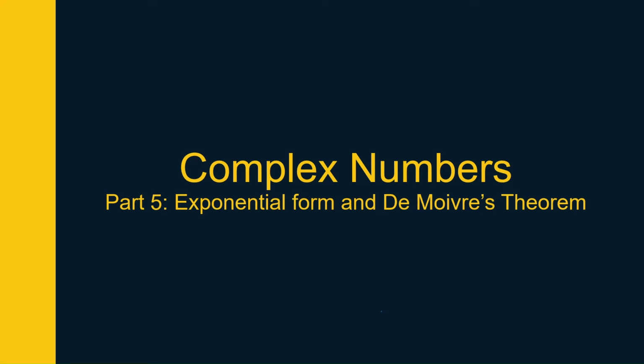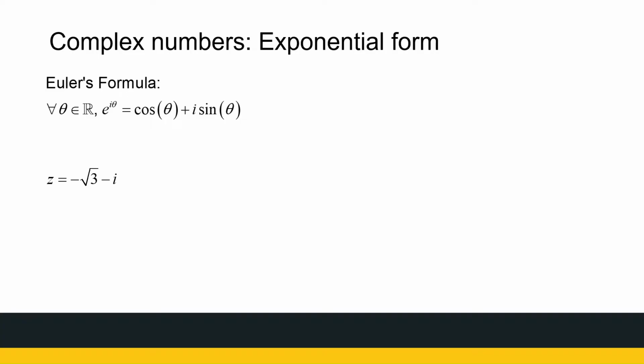Part 5 of complex numbers, we are looking at exponential form and de Moivre's theorem. So we've seen polar form, we've seen rectangular form. Now, Euler's formula says the following. For all thetas, e to the power i theta is equal to cos theta plus i sine theta. A very lovely formula, but how does it help us?